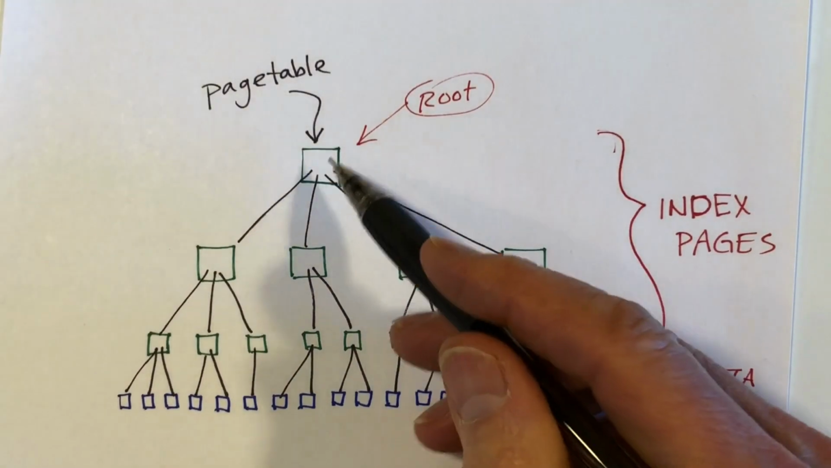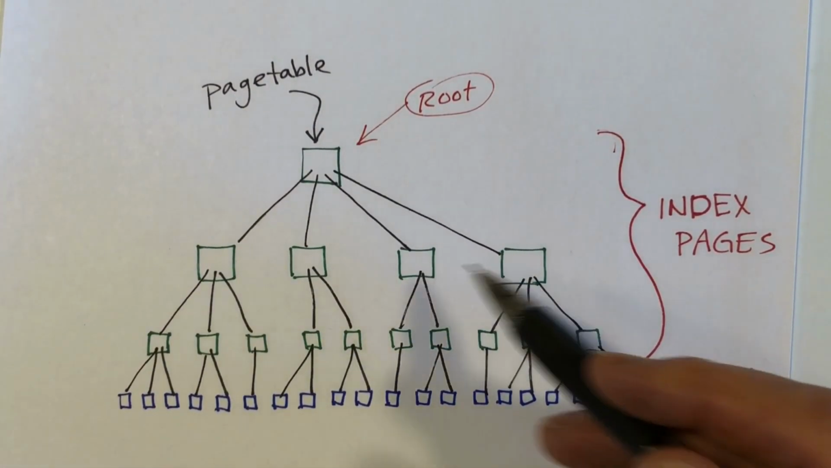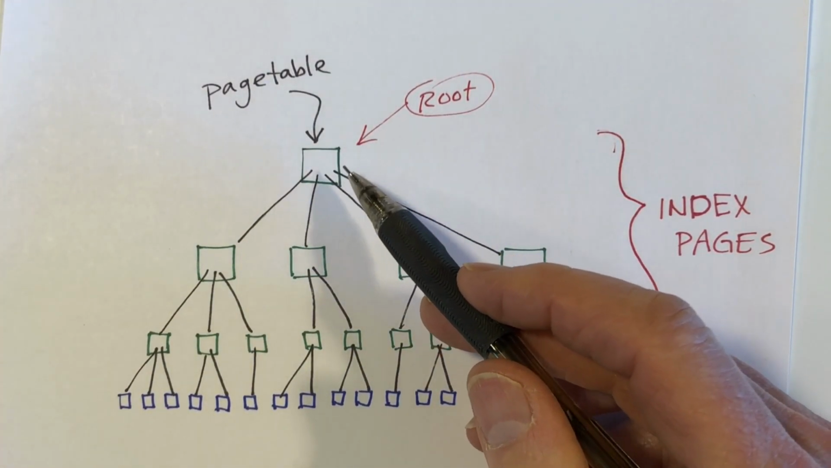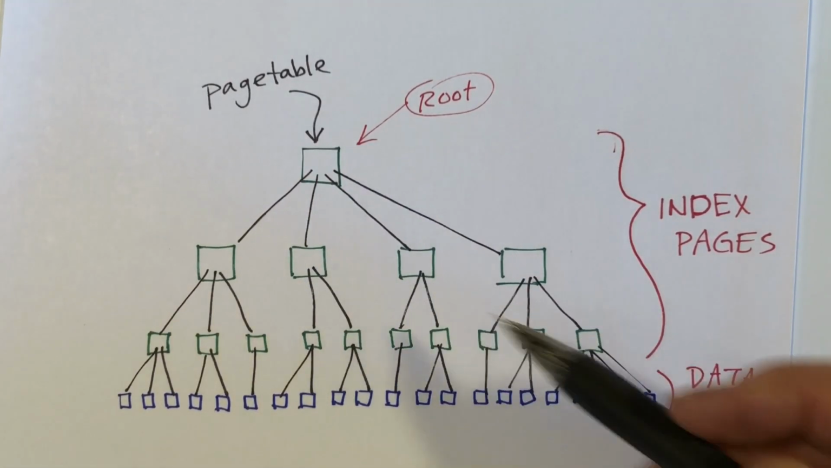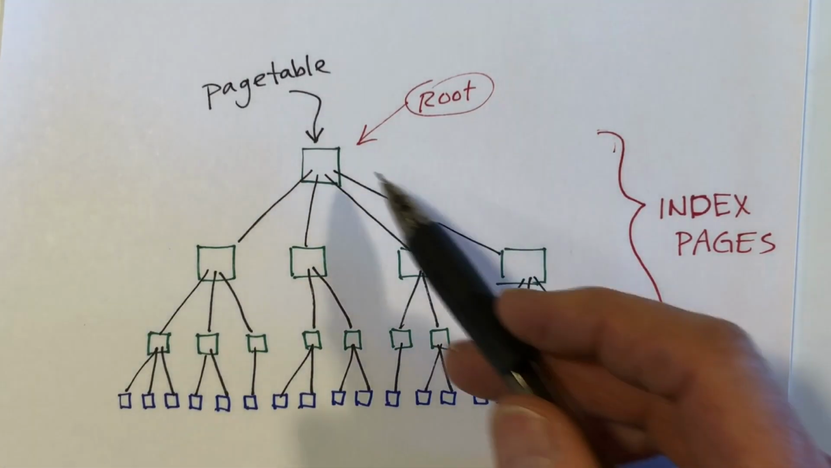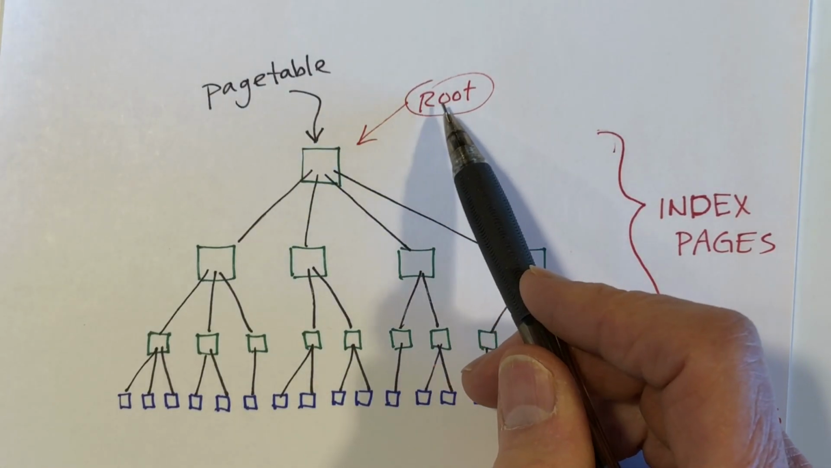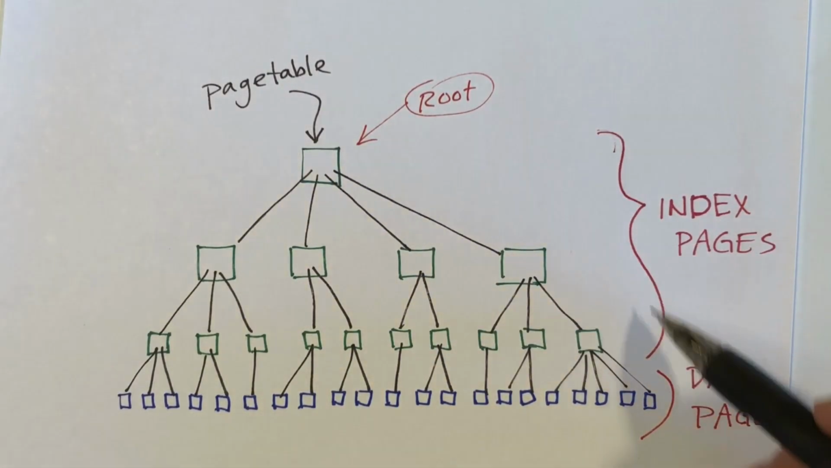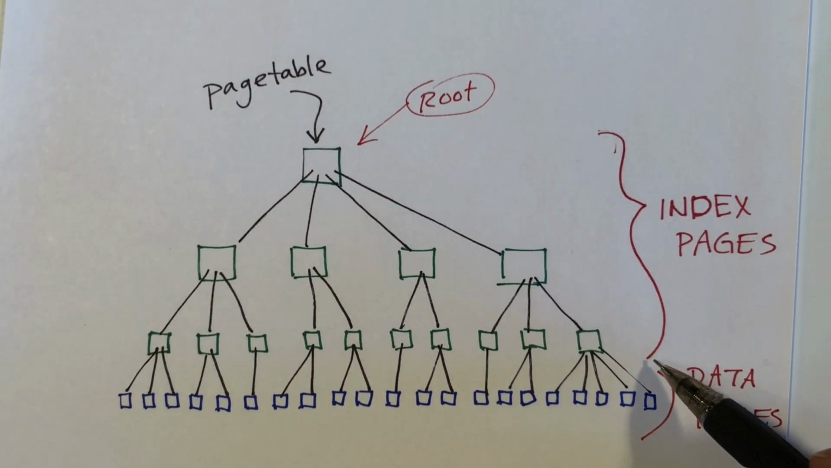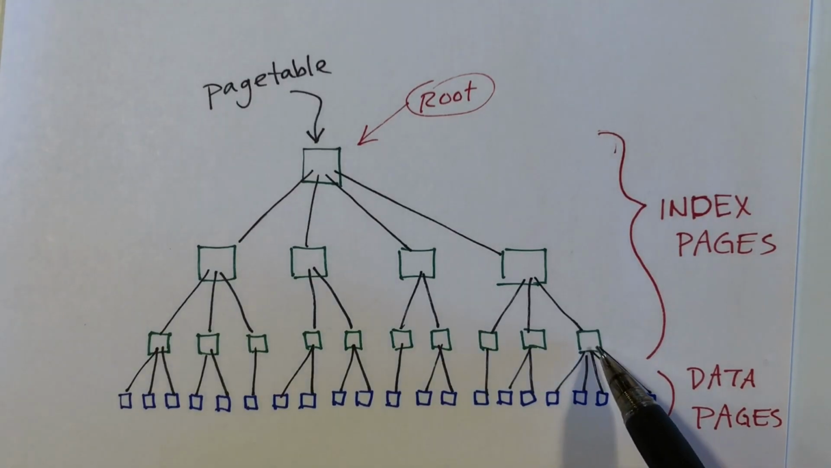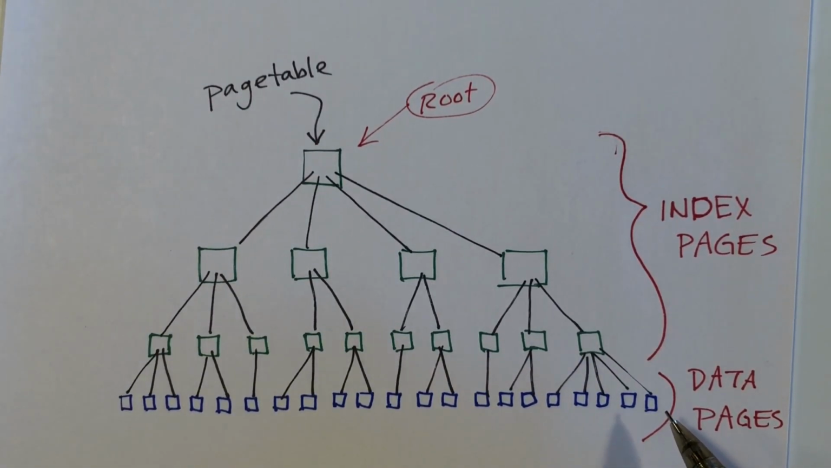A page table is represented as a tree, and in the case of xv6, they are three-level trees. We can refer to the root node as the root page, and all the pages that comprise the page table we can call index pages. At the bottom level, the index pages point to data pages. So let's look in more detail at what these look like.